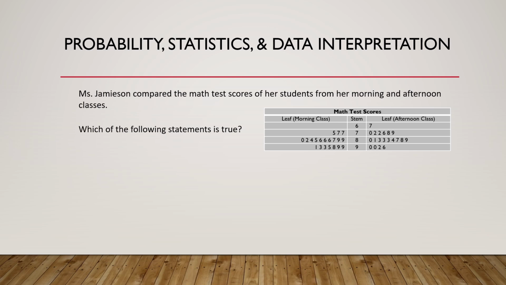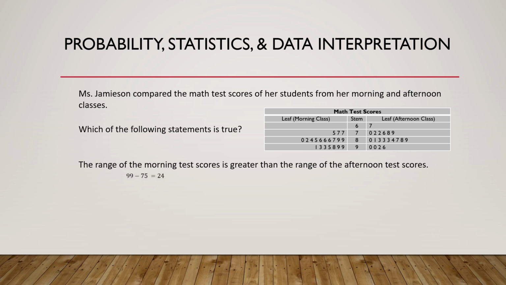Which of the following statements is true? The range of the morning test scores is greater than the range of the afternoon test scores. The range of a set of data is the difference between the highest and lowest data point. The range of the morning test scores goes from a high score of 99 to a low score of 75, a range of 24. The afternoon scores range from a high score of 96 to a low score of 67, a range of 29. So the afternoon class has a higher range, making this statement false.